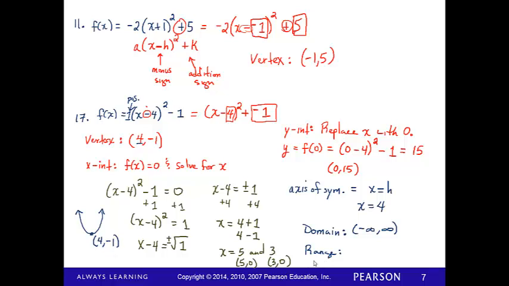So the range deals with the y value. So what's the smallest that this graph will be? Negative 1. And you include it, so you have a bracket, negative 1. And where does it go to? It goes off to infinity, way up here. So it's going to infinity. Now graphing this, I say graph it with your calculator to verify that these points match up: your vertex, your x-intercept, your y-intercepts, and your domain and range.